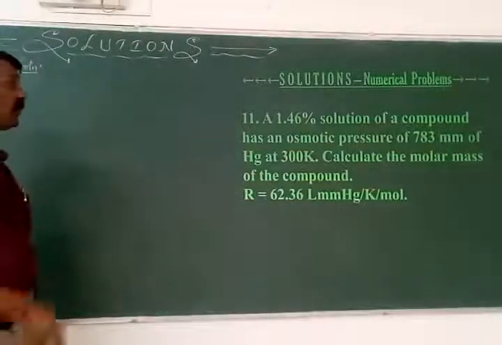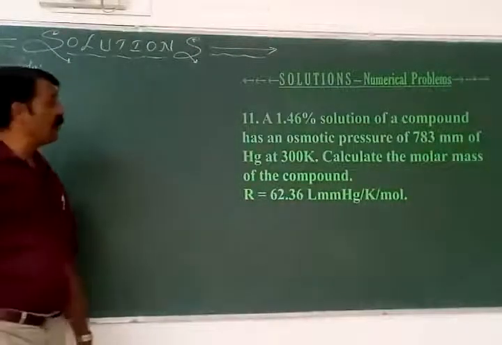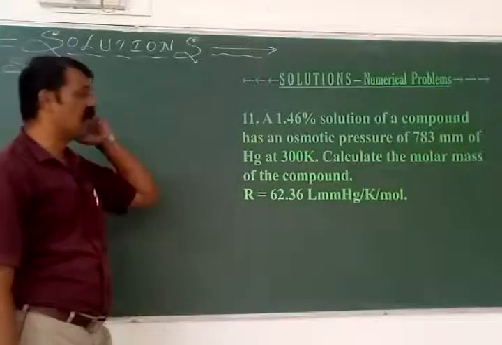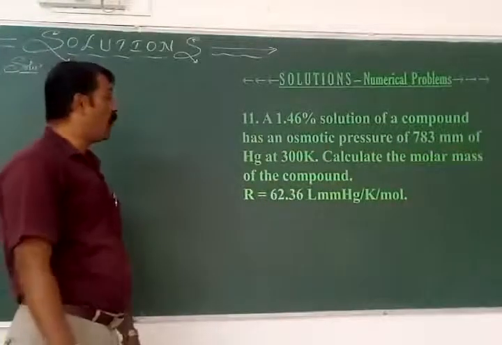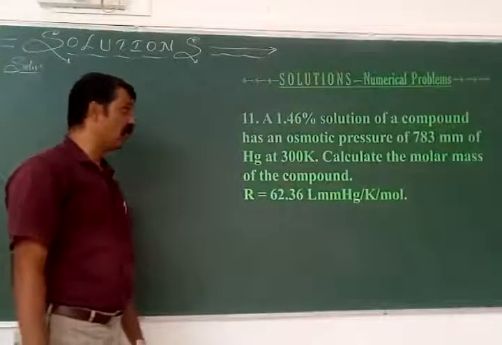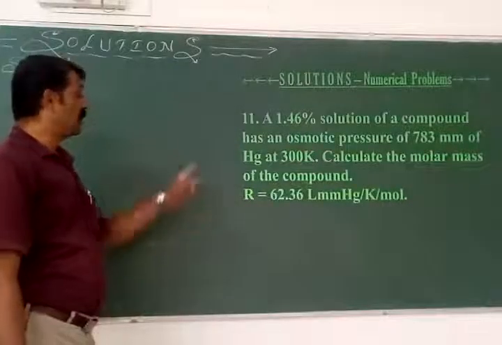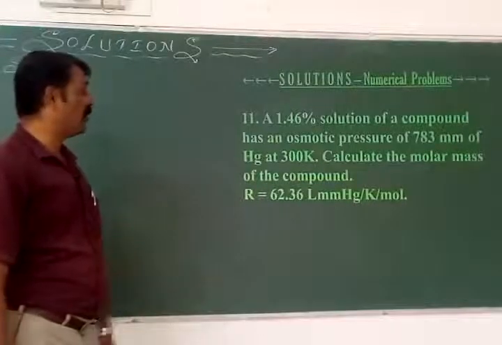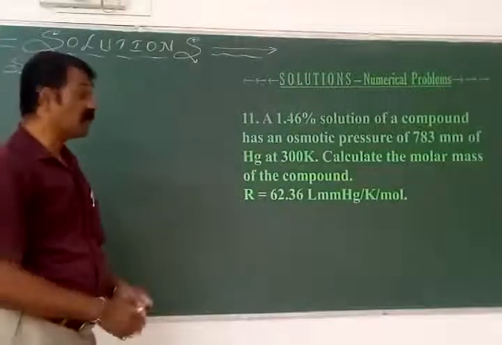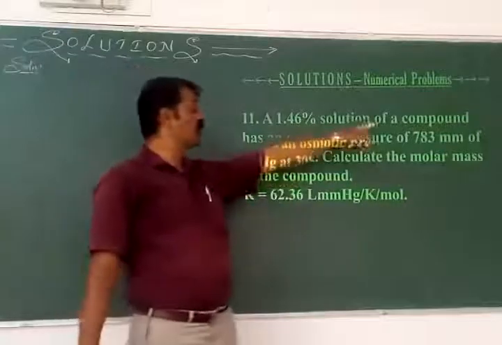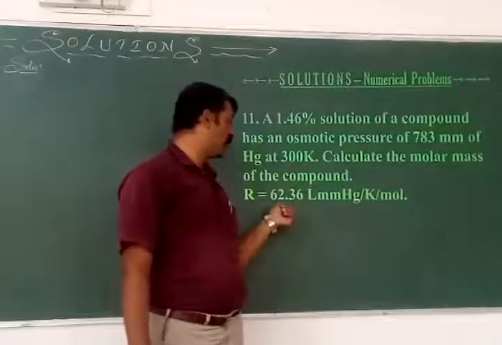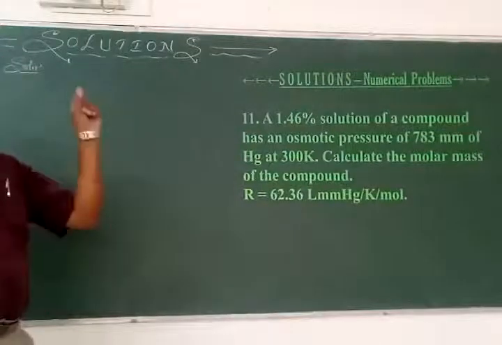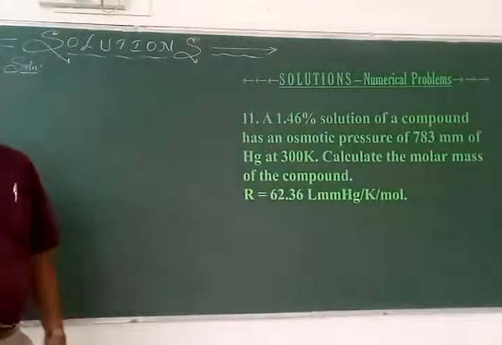Next, 11th: a 1.46% solution of a compound has an osmotic pressure of 783 in terms of millimeter of mercury at 300 Kelvin. Calculate the molecular mass of that compound. Already the R value is given: if the pressure is expressed in terms of millimeter of mercury, the R value is taken as 62.36 in terms of liter millimeter of mercury per Kelvin per mole.